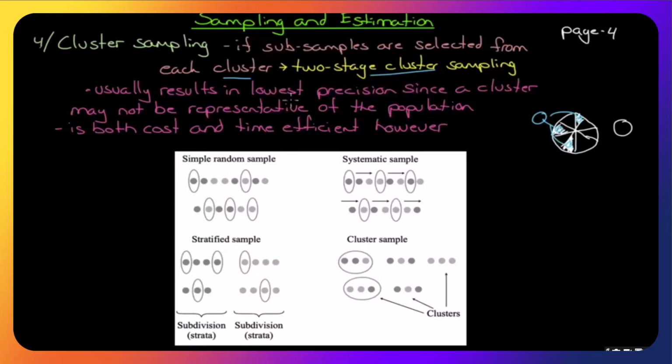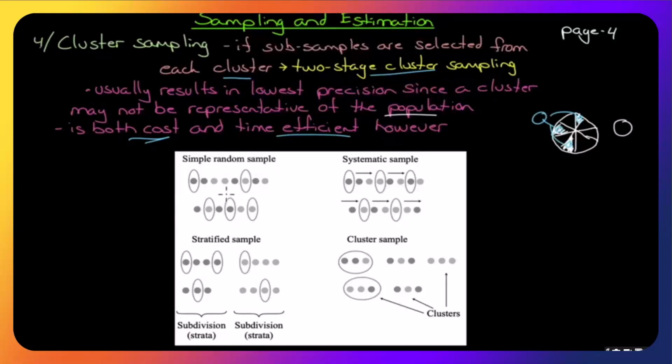Cluster sampling usually results in the lowest precision, since a cluster may not be representative of the population, but it does have the benefit of being both cost and time efficient. And the reading gives this really nice exhibit. I thought I'd replicate it here, which really lays out graphically, or pictorially, I should say, the difference between the 4.